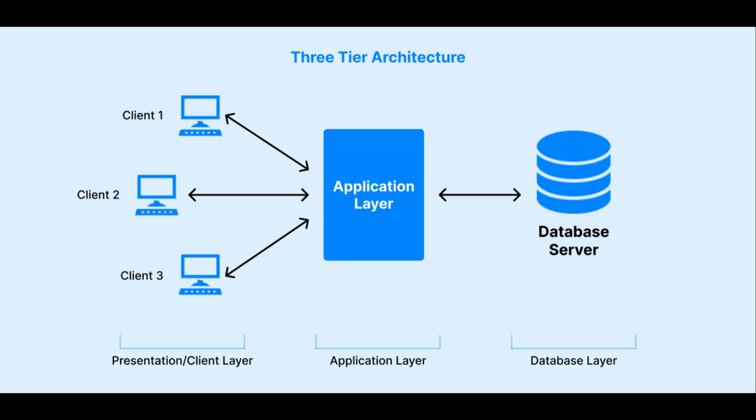Real-time example, banking app. External: the customer mobile app shows balances only. Conceptual: the bank's DB schema has accounts, customers, transactions, branches. Internal: data stored in pages, transaction logs, and B-tree indexes for fast lookup.